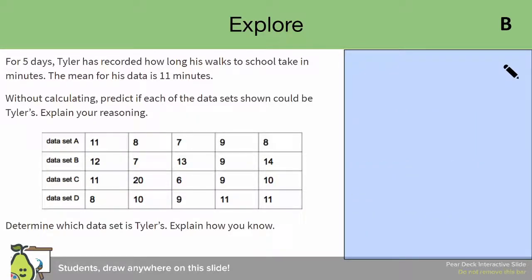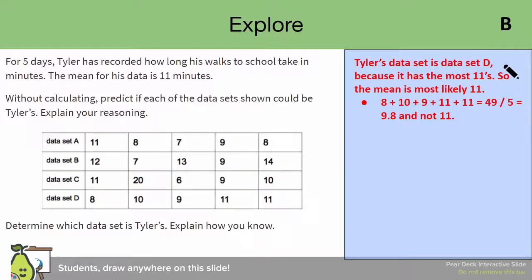Now, let's talk about why the first student's statement was wrong. They said that Tyler's data set is data set D because it has the most 11s. So the mean is most likely 11. Well, if we do the math, let's see what happens. If we take 8 plus 10 plus 9 plus 11 plus 11, which are all the numbers from data set D, we will see that you get 49. And when you divide 49 by 5, you actually get 9.8, which is not 11. All right, with that logic, let's move on to the next one.